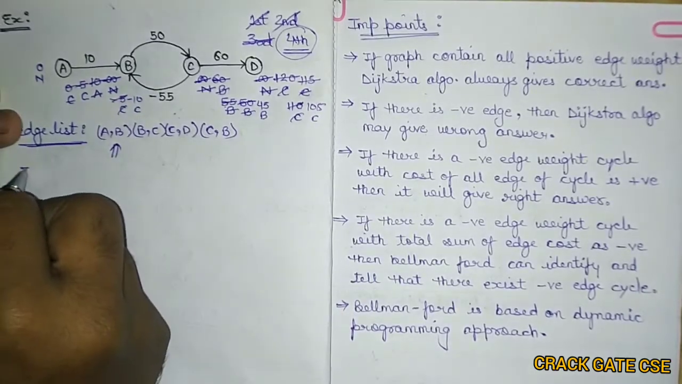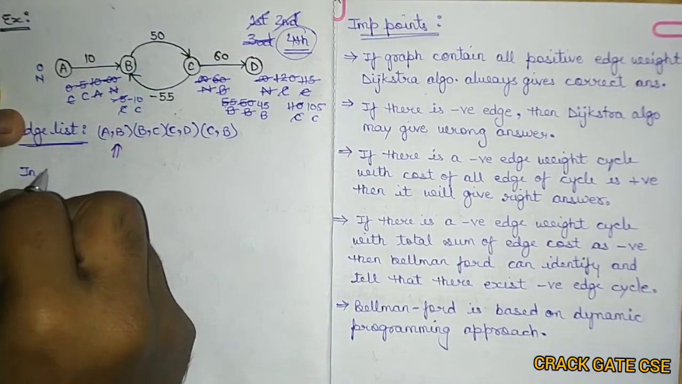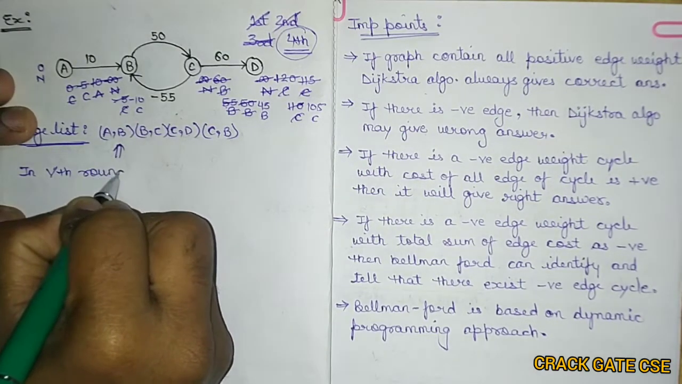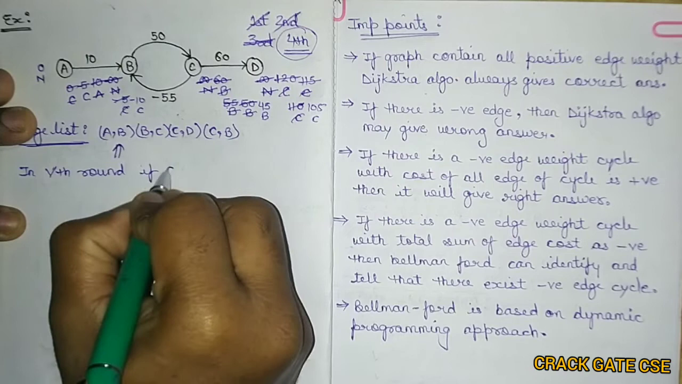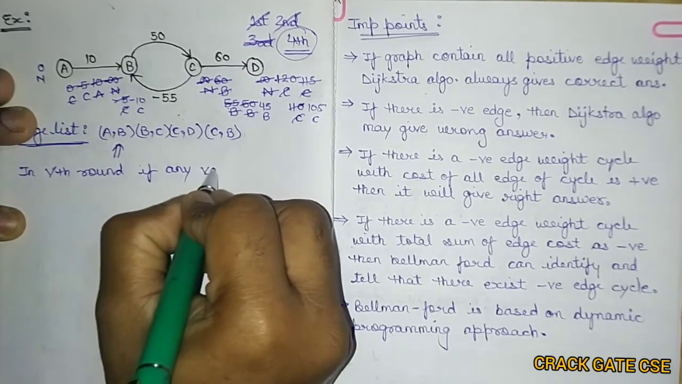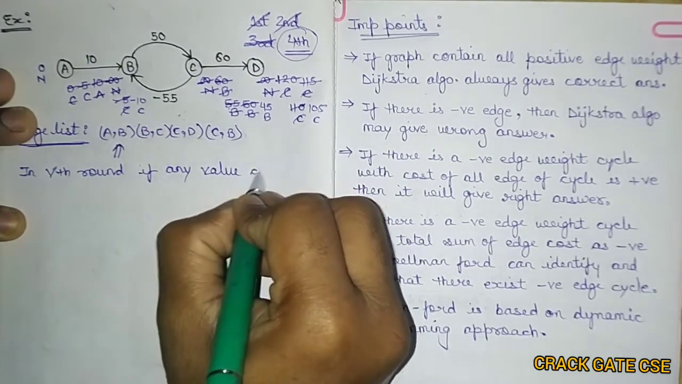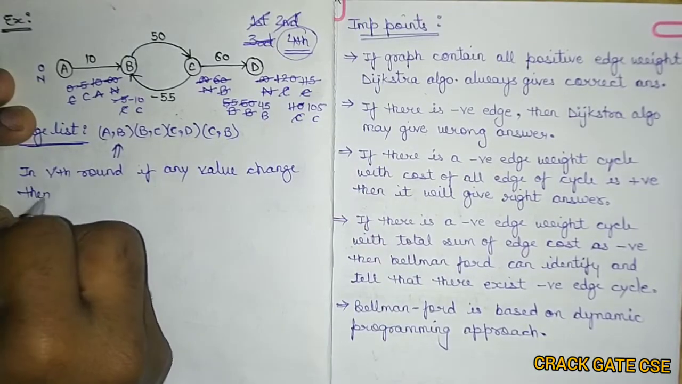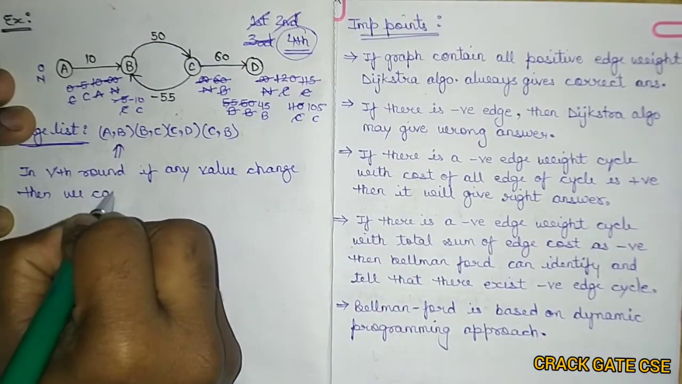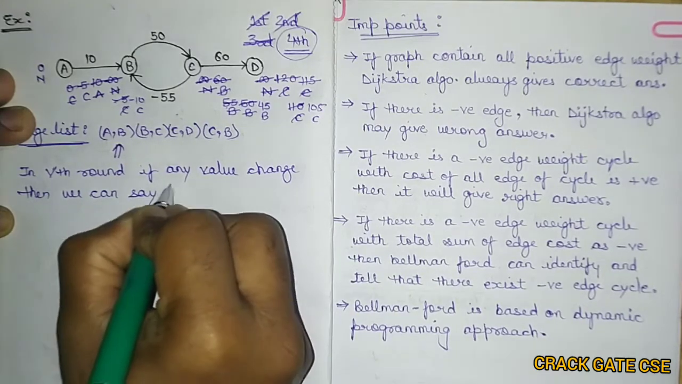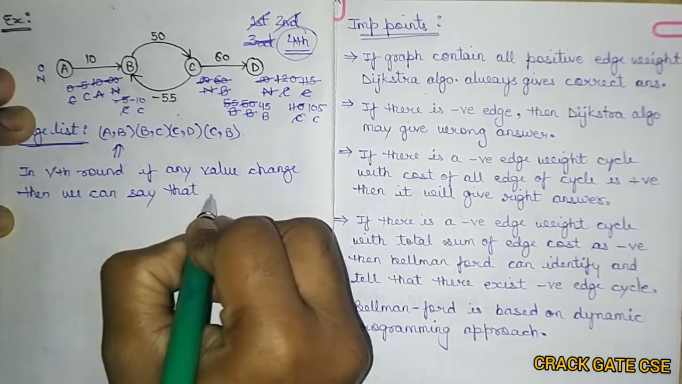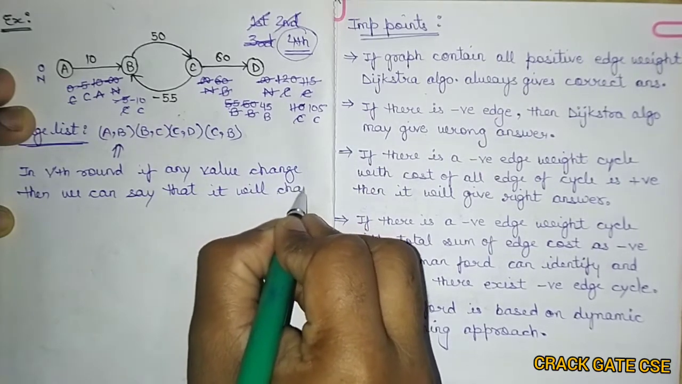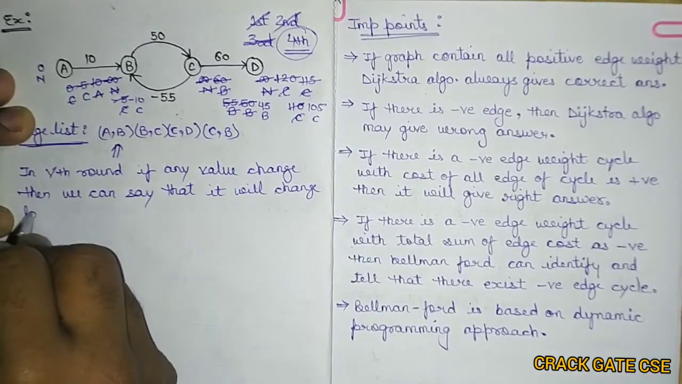So what I can say is, if in the Vth round or Vth iteration any value changes, then we can say that it will change forever.